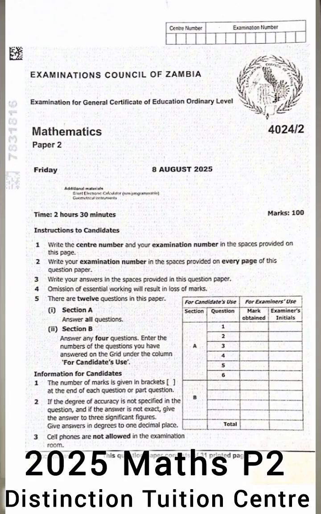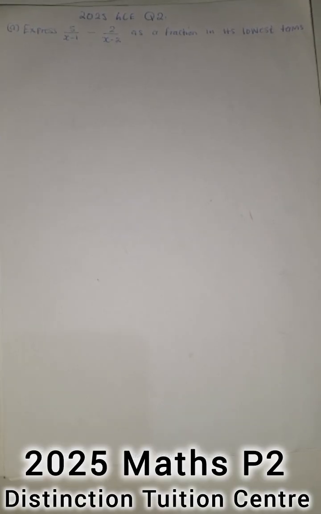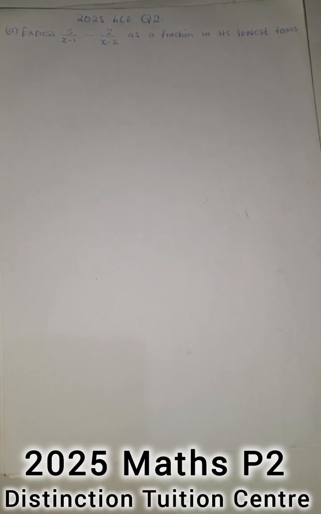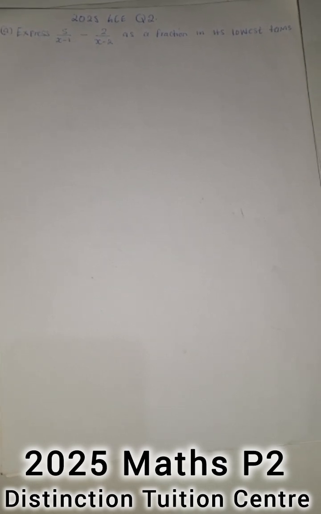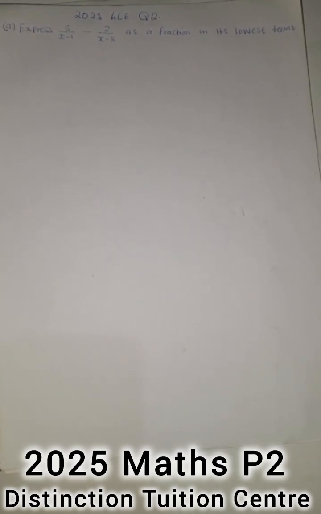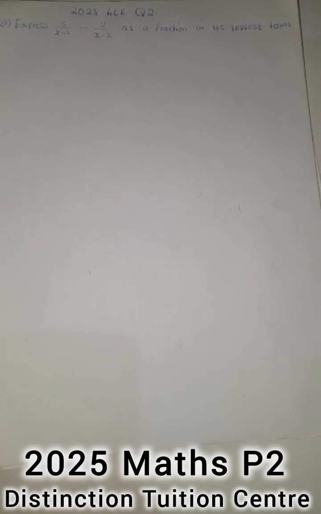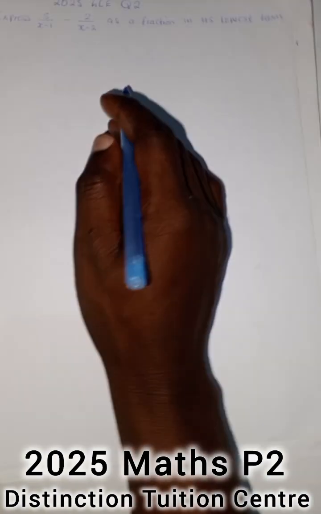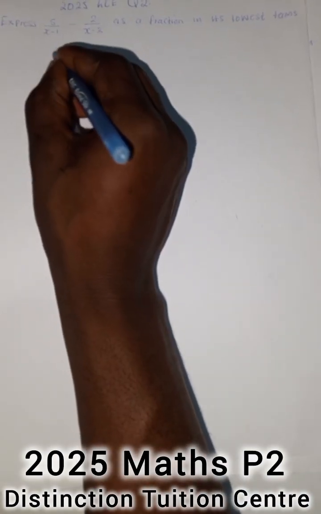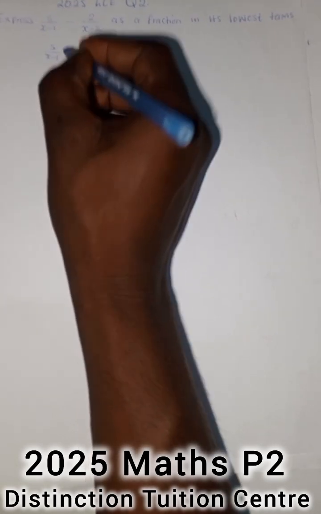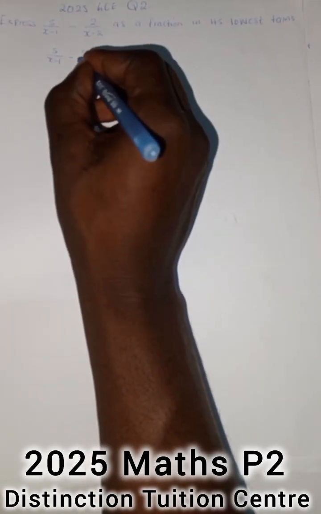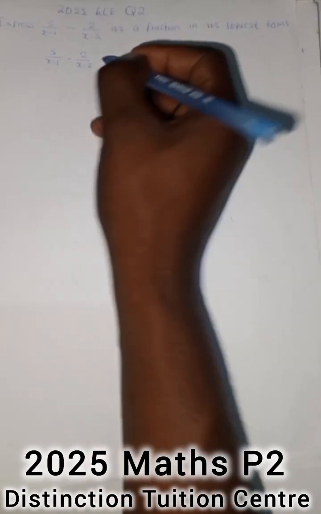With me here is a 2025 GCE question 2, and then we have question A right here, which reads: express 5 over x minus 1 minus 2 over x minus 2 as a fraction in its lowest terms. Okay, so let's dive into it. So 5 over x minus 1 minus 2 over x minus 2.